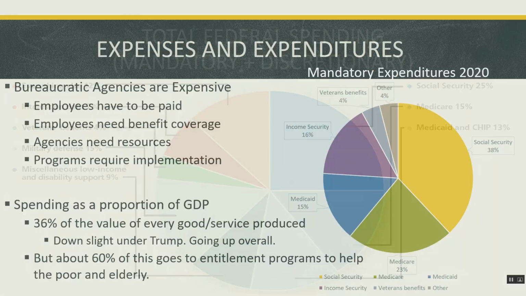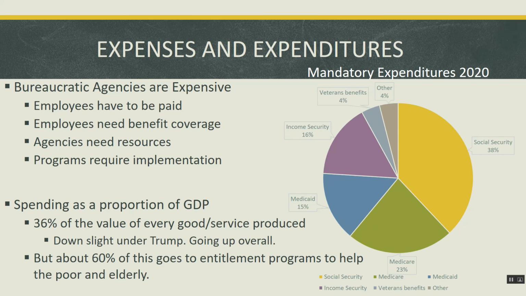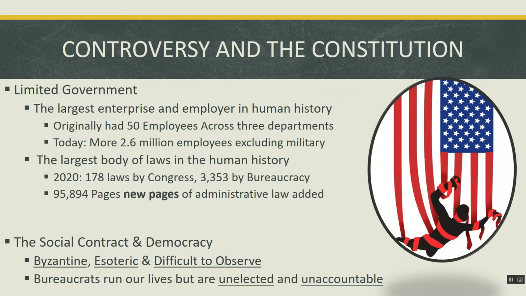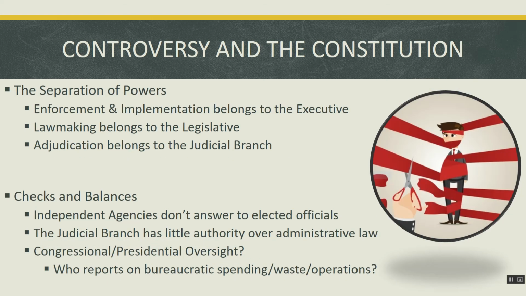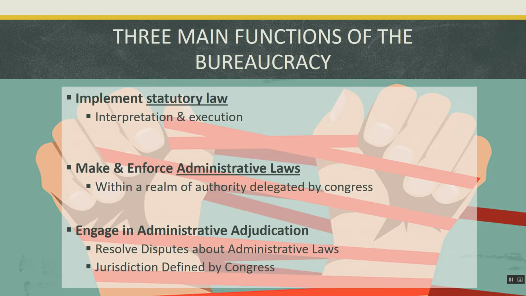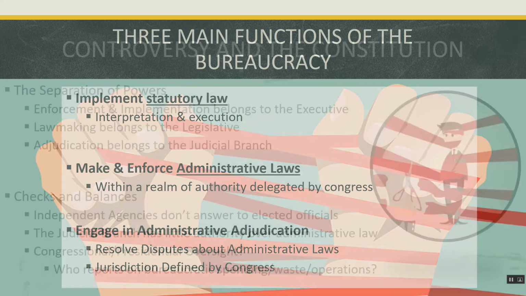The bottom line then is that, yeah, the bureaucracy today is extremely expensive. Yes, it violates the social contract theory of our Constitution. No, it's not consistent with the theory of limited government, checks and balances, or separated powers. But it does provide some critically important services that many people argue are necessary for the good functioning of our government on a day-to-day basis, including the implementation of statutory law, the administration and enforcement of administrative laws, and the adjudication of disputes about administrative laws.